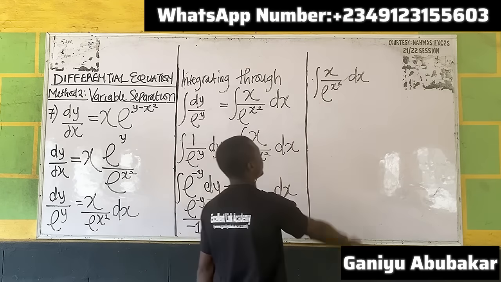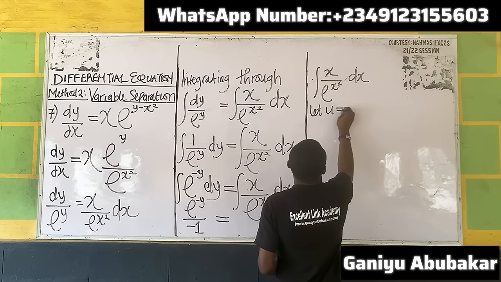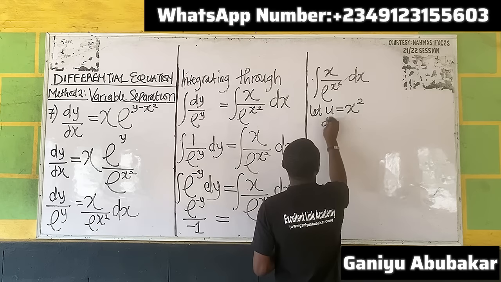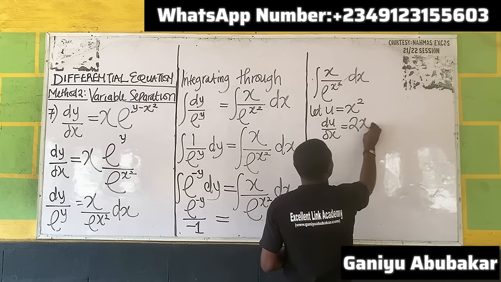Alright, how do you solve this, please? Your first task is to let u be equal to what there? x squared. Right? That gives you du over dx equals 2x.